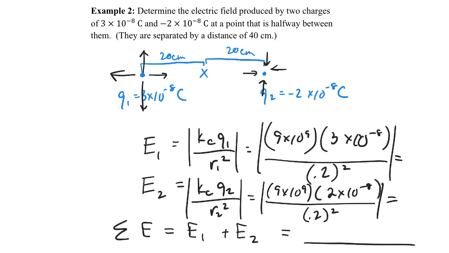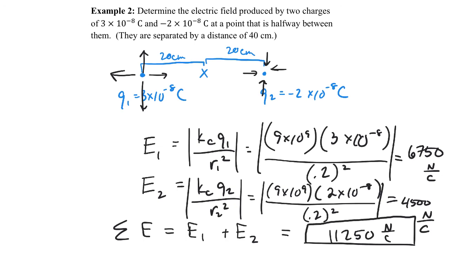The first electric field is 6750 newtons per coulomb. The second electric field is 4500 newtons per coulomb. But both of these sources are causing the proton to move to the right. So I'm going to add those two numbers together to give me an overall electric field of 11,250 newtons per coulomb. Okay, 11,250 newtons per coulomb. So again, very similar to 19.2, 19.3, but we're looking at a source that provides a pull in one direction or a push in the other.